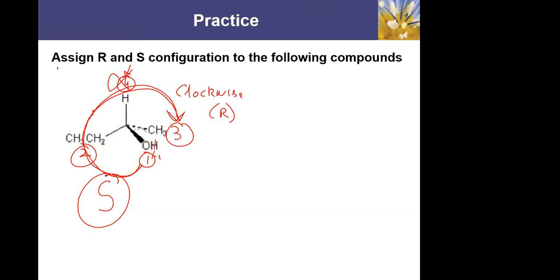So if the lowest one is not at the back, you do the opposite. In this example, we don't have hydrogen at the back. We have methyl at the back. So that's why I did the opposite. It was R, I chose S.